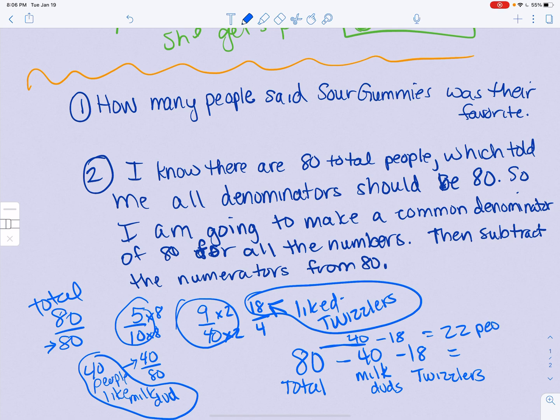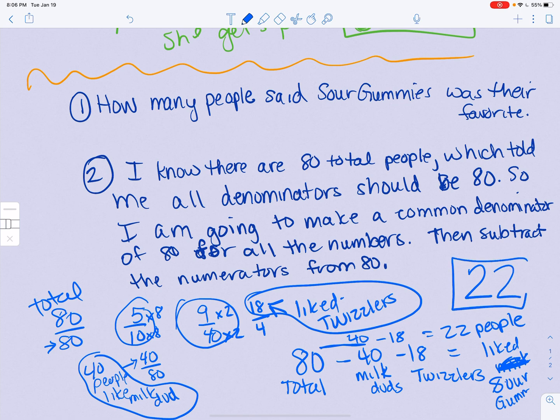22 people liked, no, not Milk Duds, liked sour gummies. This is so sloppy. I'm so sorry, but if you're watching, you will be able to tell. So what do they want as an answer? Personally, I would want it in a complete sentence, but the computer is accepting this as your answer: 22. So 22 people liked sour gummies out of the 80 total people.